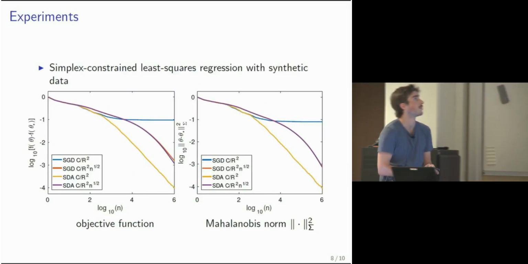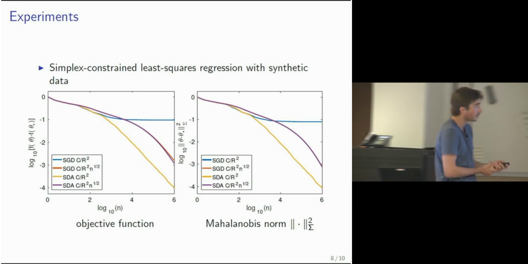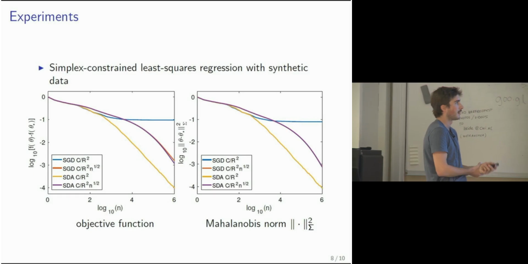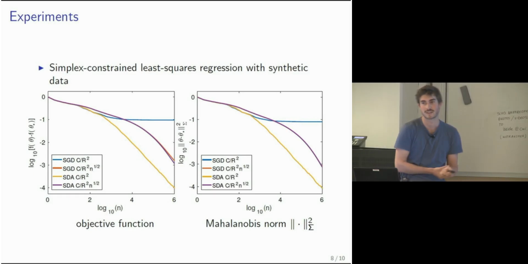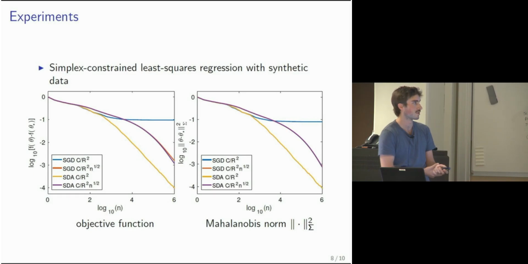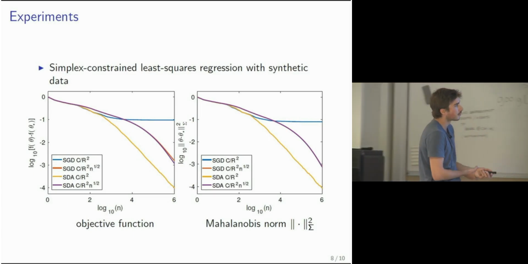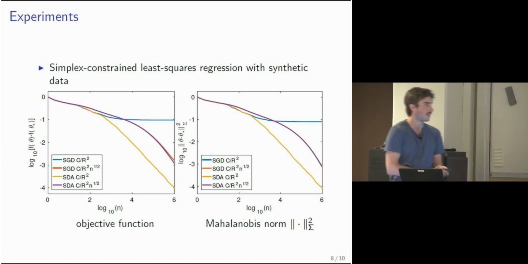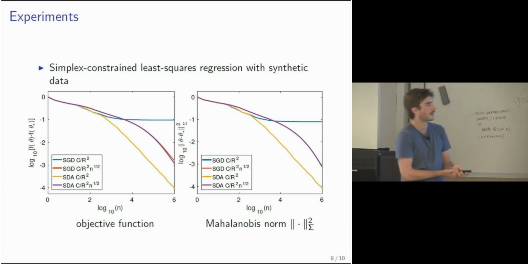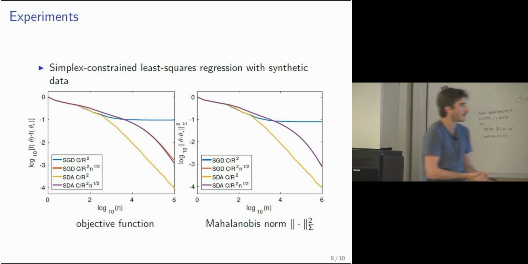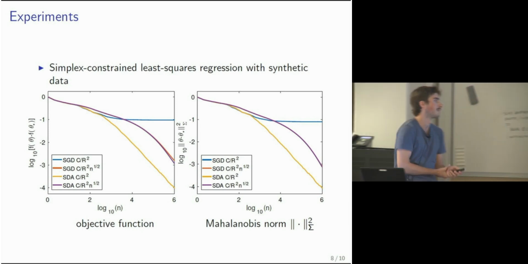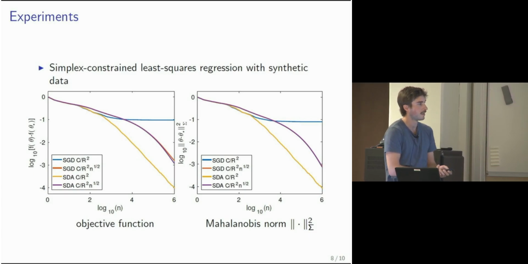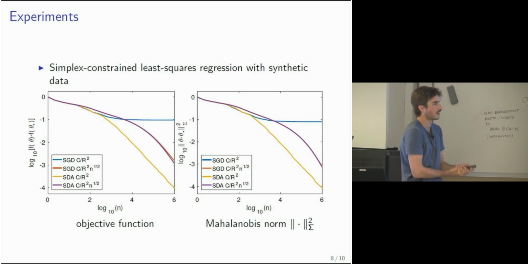And to finish, we just show some experiments. We did some least square regression constrained on the simplex with Euclidean geometry. First, we show in blue that stochastic gradient descent with constant step size is not converging to the solution. In red and purple, we see that stochastic gradient descent and stochastic dual averaging with decreasing step size of order 1 over square root of n are slower. And to conclude, stochastic dual averaging with constant step size in yellow is converging at speed 1 over n. We also see that the two criteria we study behave similarly.